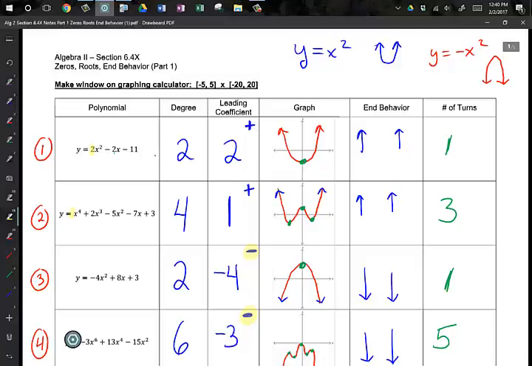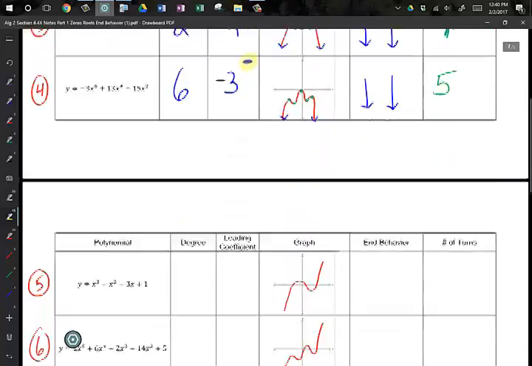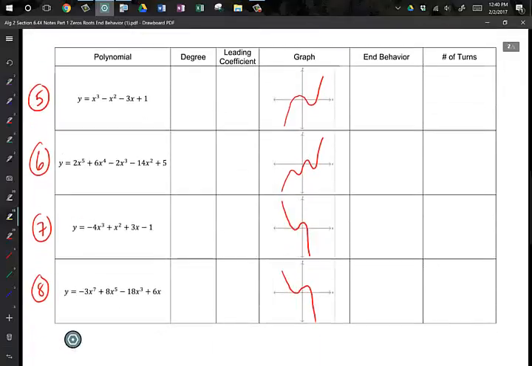Let's shift to page 2. Here we go. Now, copy down those graphs. Take a minute, copy down those graphs. They're just sketches. I'm not really worried about x-intercepts and y-intercepts here. I'm just looking for sketches. And now let's do some analysis.